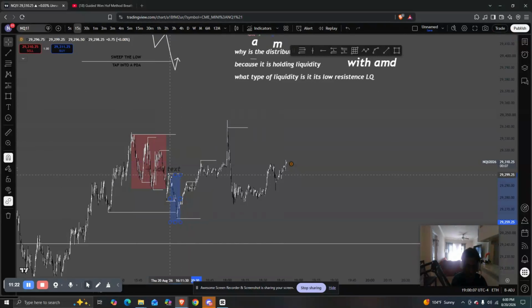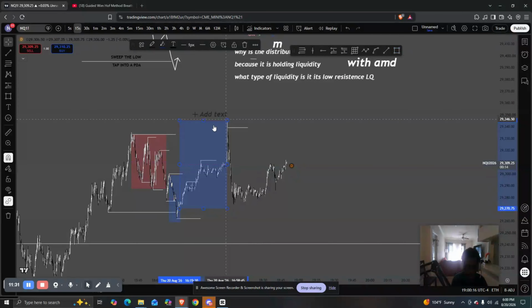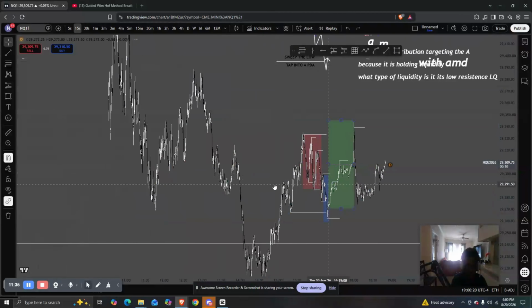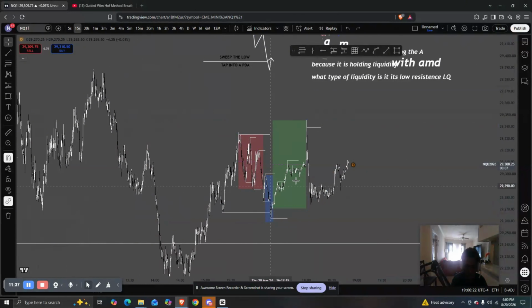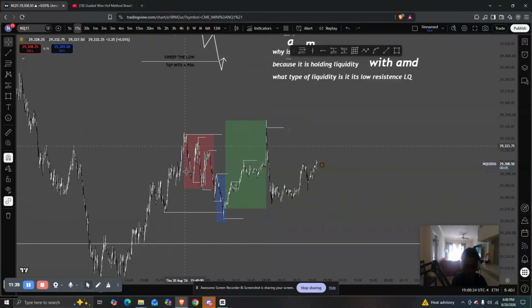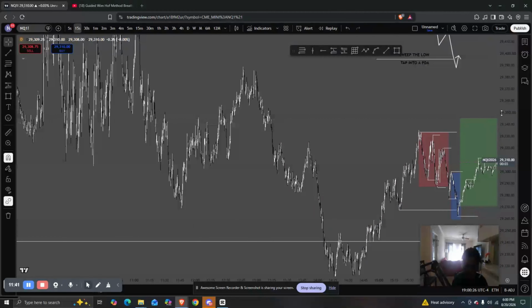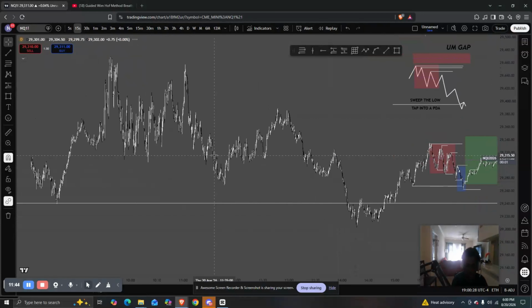Manipulation. All right, what did it manipulate? This low. And then guess what we started to do after that? We started to distribute, where? To the accumulation high. Okay, cool. You can just identify it like this. We can have another example. These are just random chart examples that I'm finding.